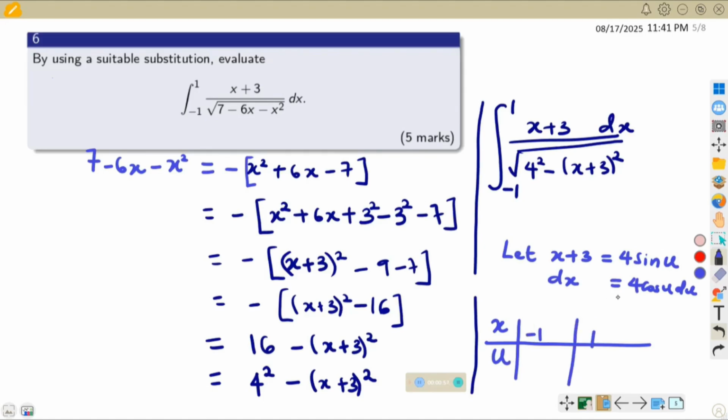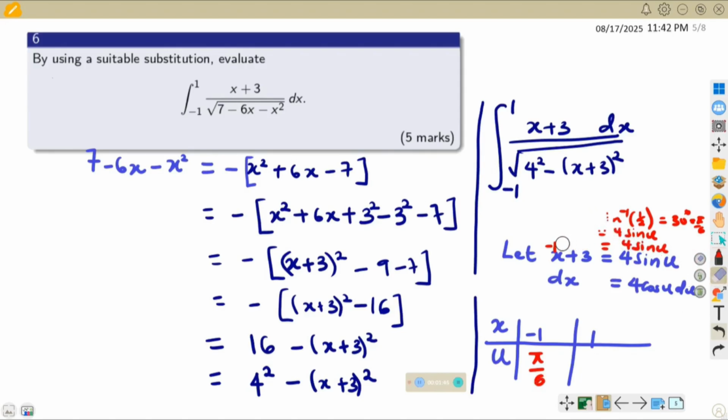We come and get the values for u. We begin with the lower limit. When x is negative 1, negative 1 plus 3 will be equal to 4 sin u, giving us 2 is equal to 4 sin u. When you make u the subject, you will get sine inverse of a half. What is sine inverse of a half? It is equal to 30 degrees. Convert it to radians. It will be pi divided by 6. So where there is negative 1, in terms of u, it will be pi divided by 6. So that will be our lower limit.